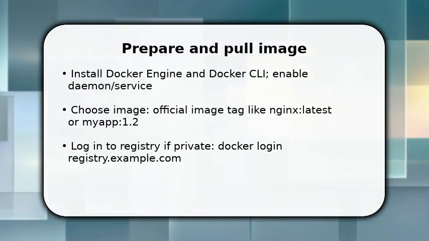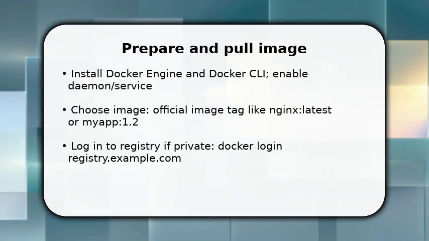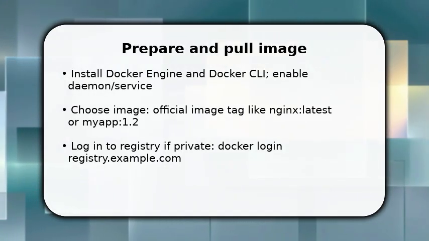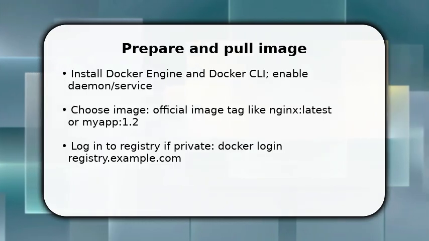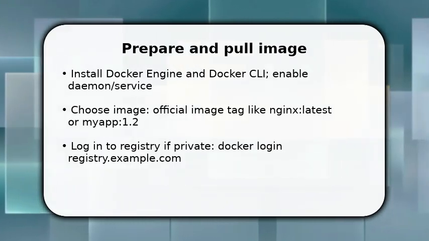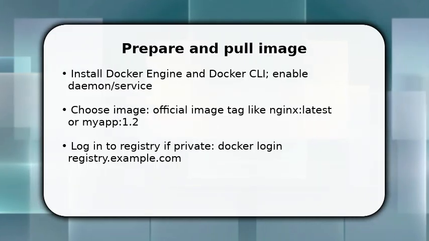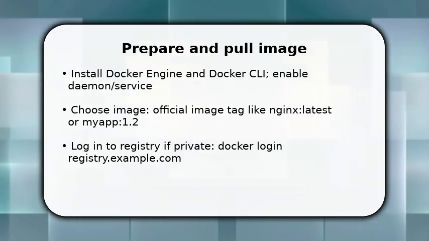Next, pull the image with docker pull so layers cache locally. If the image is private, log into the registry first. These steps get files ready and confirm network access, which speeds the next actions and prevents mid-process surprises.